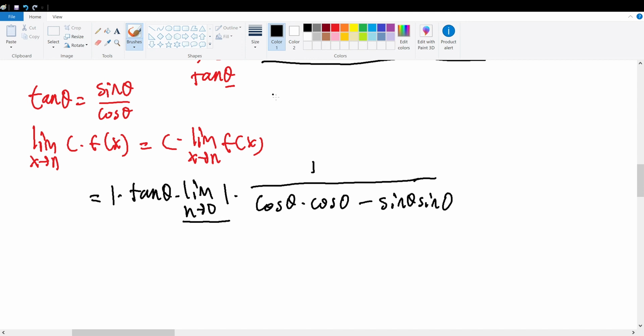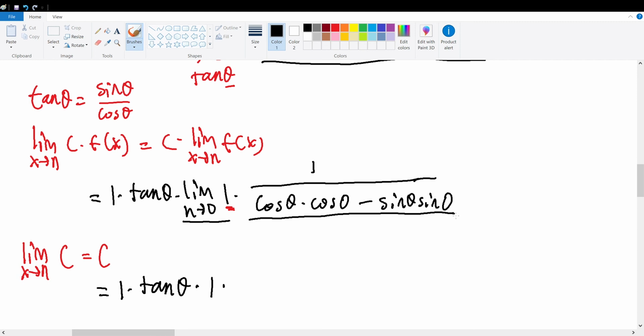And to evaluate these terms, we can first evaluate the limit as h goes to 0 of 1, because we know from another limit property that the limit as our input of x approaches any number n of a constant represented by c will be equal to that constant. And since our constant in this limit is equal to 1, we can rewrite this entire thing to be equal to 1 times tangent of theta times 1 times, if we evaluate the denominator, cosine of 0 radians becomes 1.